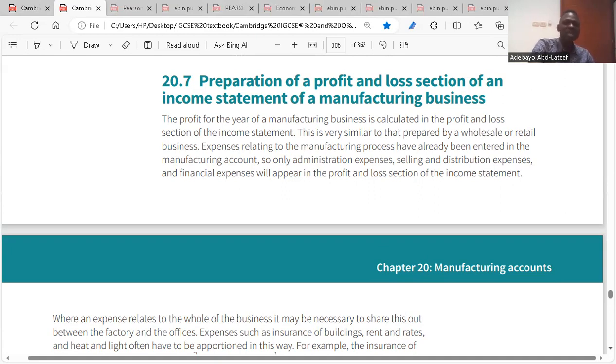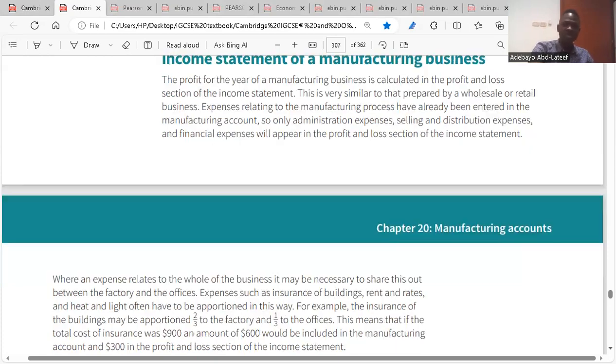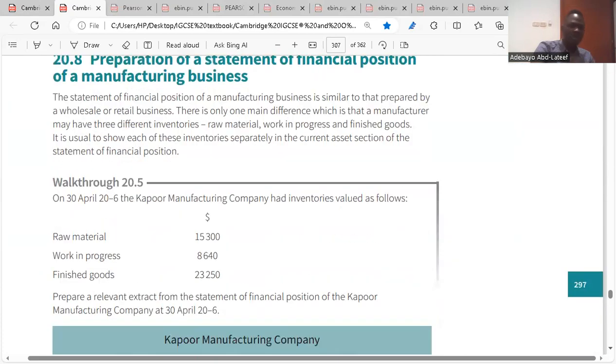So only administration expenses, selling and distribution expenses, and financial expenses will appear in the profit and loss section of the income statement. Now let's prepare it.